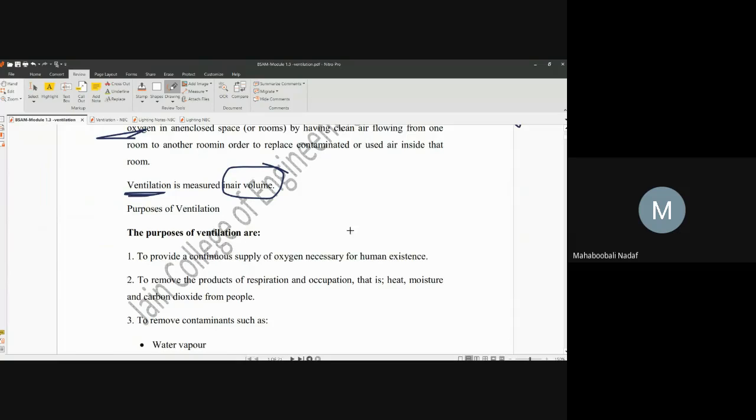Let me explain in simple words. How to do the ventilation? What is the unit of ventilation? How should you say it? There is a room. What is the volume of the room? Let us say 20 cubic meters total volume.